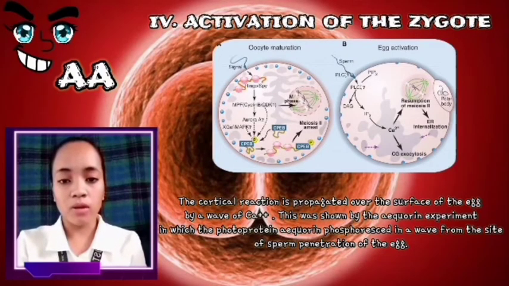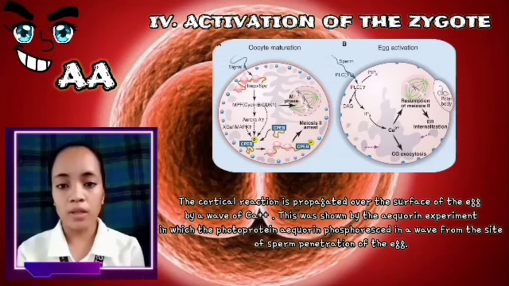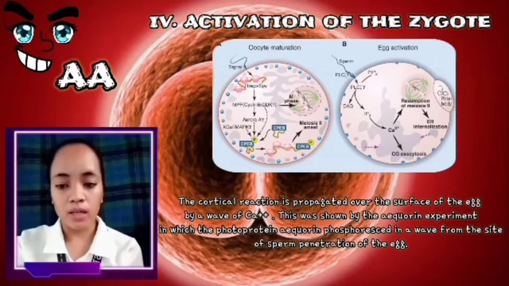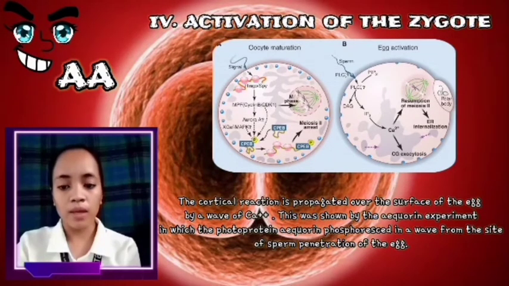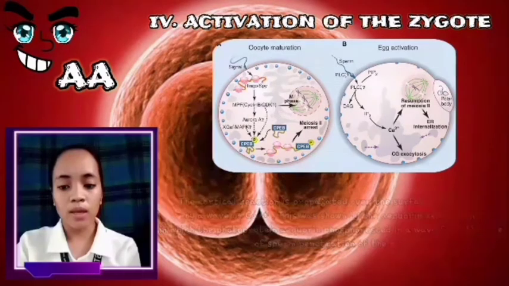In all eggs, residing under the plasma membrane, there are membrane-bound vesicles known as cortical granules. Cortical granules are a specialized group of secretory vesicles that are randomly dispersed throughout the cytoplasm of an immature oocyte, then migrate toward the cortical cytoplasm during meiotic maturation.